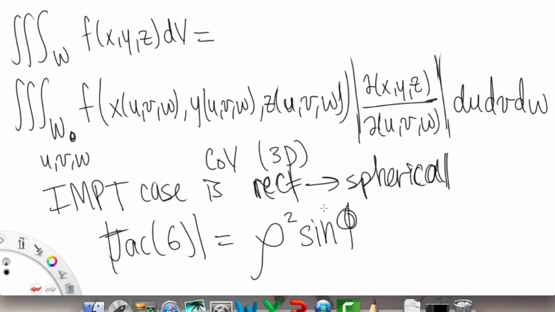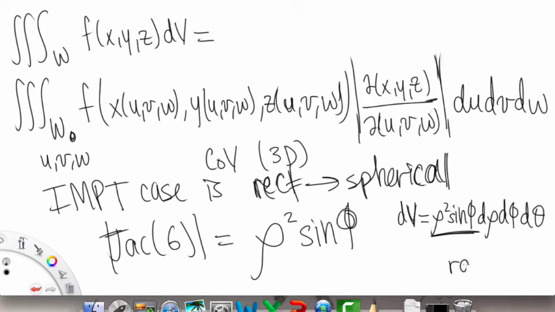This definitely should look familiar to you because this appeared in the differential volume, right? Remember, we would have dV equals rho squared sine phi d rho d phi d theta. Remember that? So this is, again, like your r dr d theta for both polar and cylindrical. This r and this rho squared sine phi alike are both computed from the Jacobian. So that's an important case.